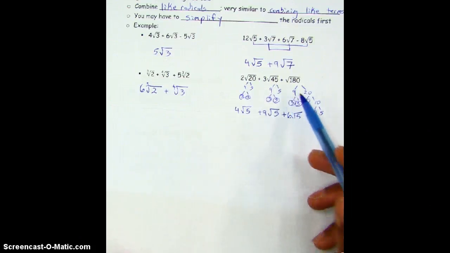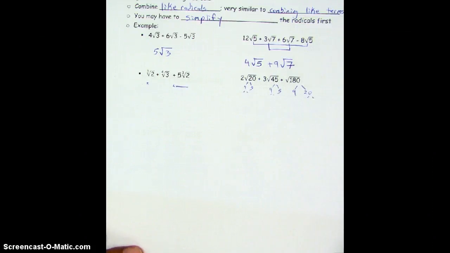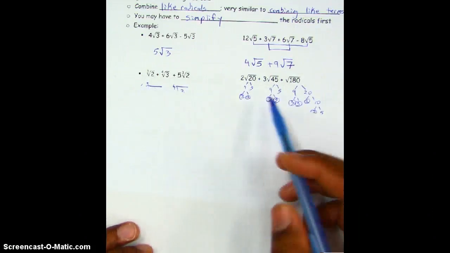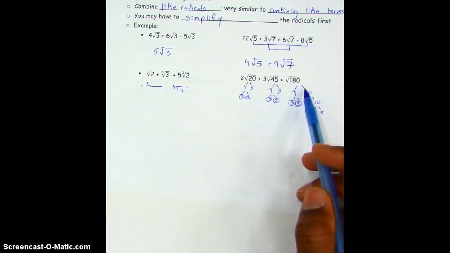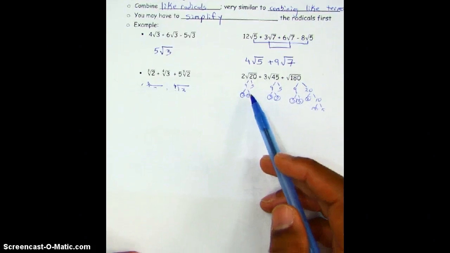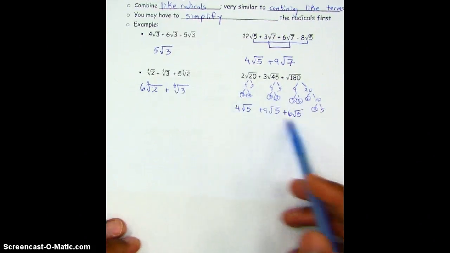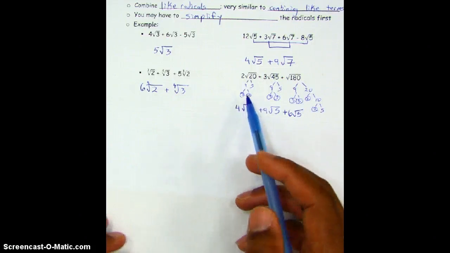Now this problem right here is not a nice problem. So first thing we have to do is our factor tree. We've got to do a factor tree at 20, we have to do it at 45, and we have to do it at 180. So we're going to get all the work right here. If you guys can go ahead and see what I did.